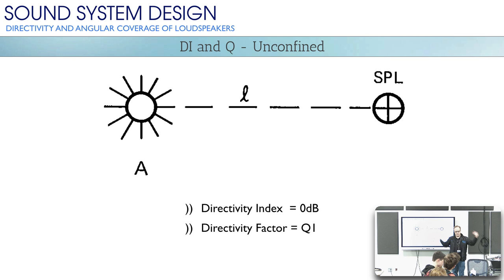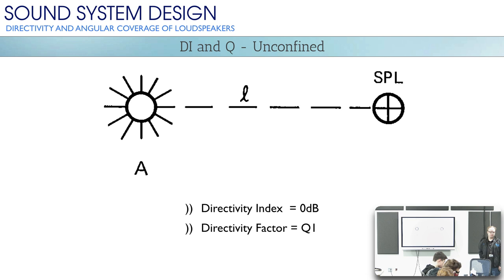And we can call that 0 for directivity index. Why is it only a 0 for directivity index? Because we haven't confined it. Remember, directivity index is a measurement of how much louder it got as a result of confining the sound. We have not confined the sound, and therefore we have a directivity index of 0. So it is however loud it is without being confined. And the directivity factor is 1, because it's a 1-to-1 ratio.